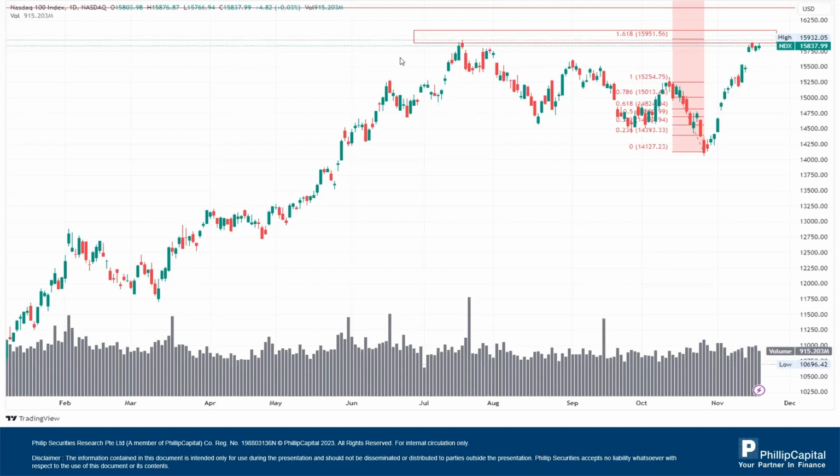Either use candlesticks, which is price action. You can use trend lines to find confluence. You can use support and resistance to see whether the support and resistance that you draw on the chart is in line with the Fibo levels. So that's my thought on Fibo.